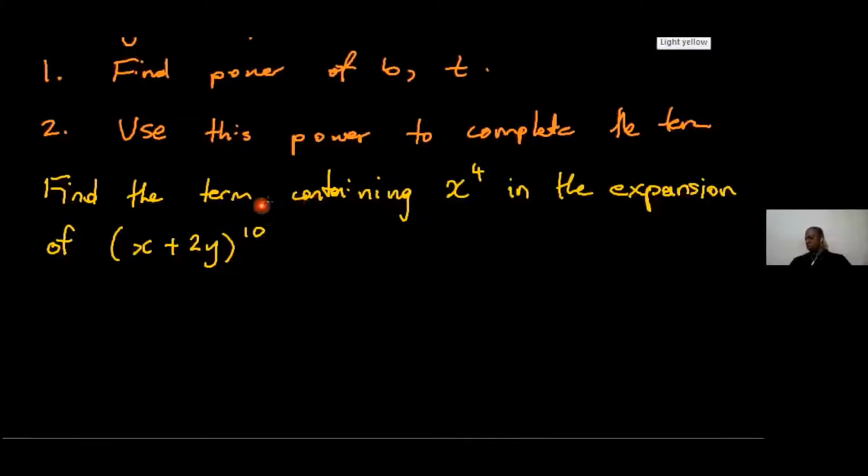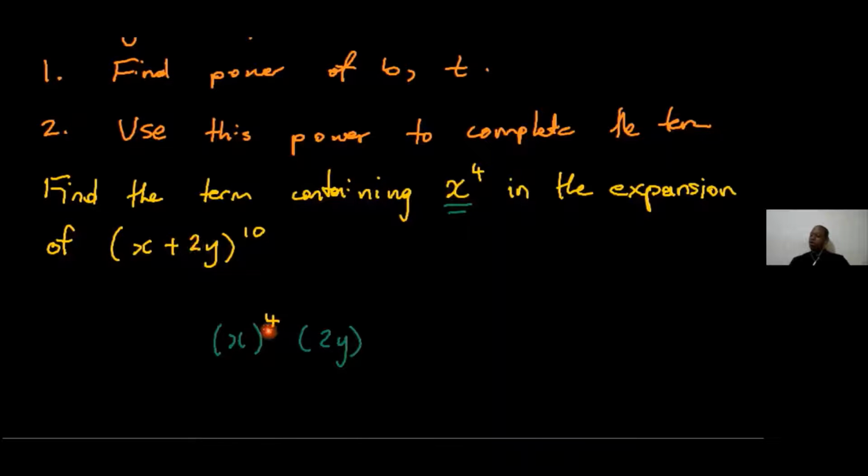So we want to find the term containing x to the power of 4 in the expansion of this here. Now what that means is that we have the two terms x and 2y, right? So the first thing we need to do now is find the power here, but that's easy because if it says the term containing x to the 4, that means the power here would have to be 4 because it says x to the 4.